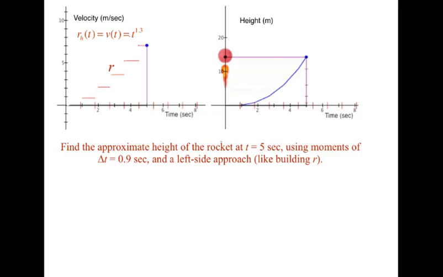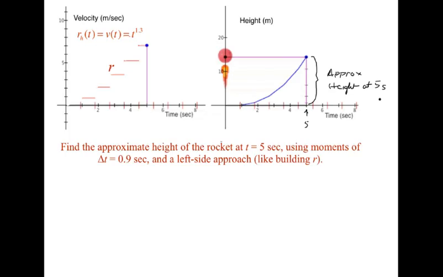So over here is showing the approximate accumulation function, having emerged up to and pausing at 5. This right here shows the value that we want to compute. This is the approximate height at 5 seconds. How are we going to do that? How are we going to get the approximate height of the rocket at 5 seconds using the idea of this R function that we generated?